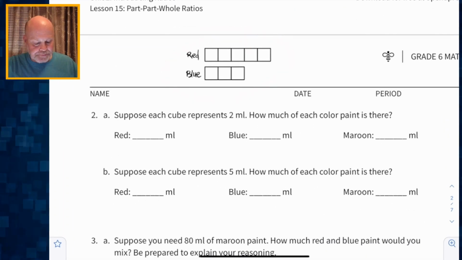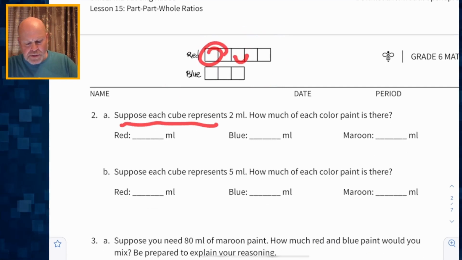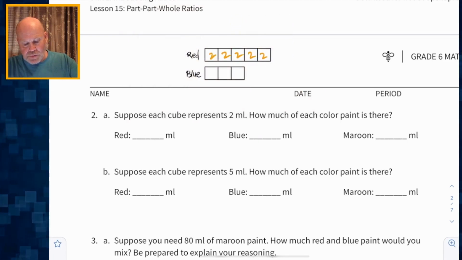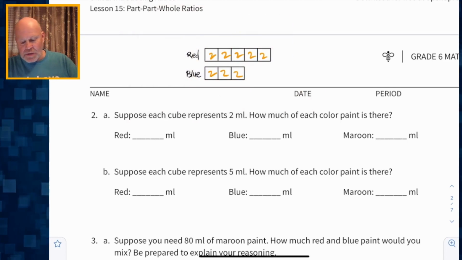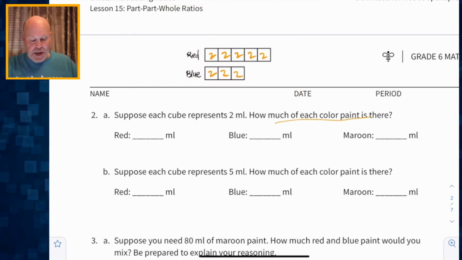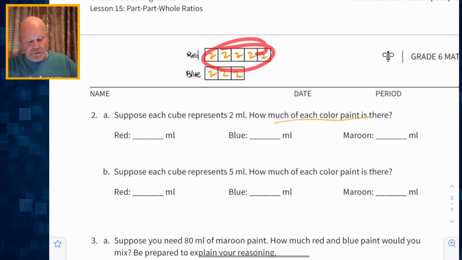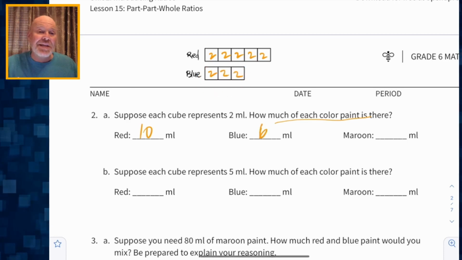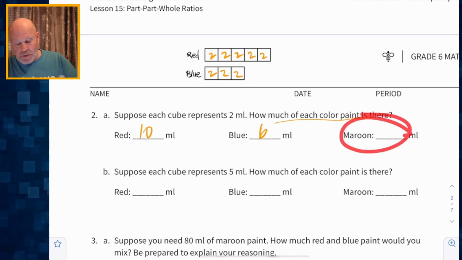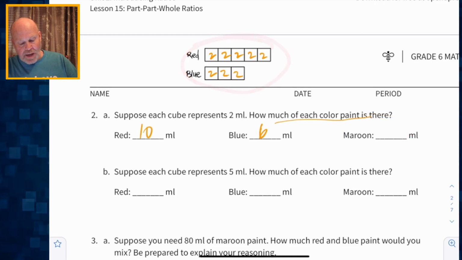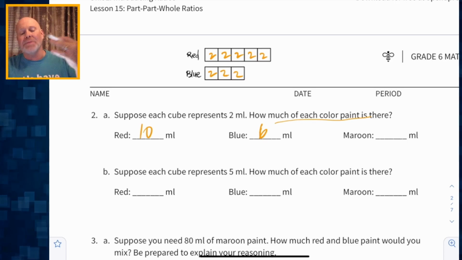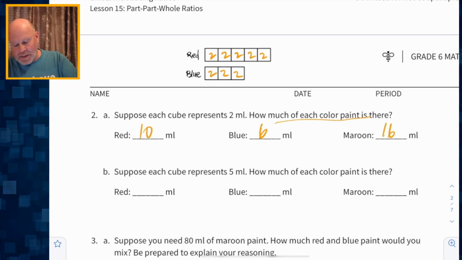It's right here. It says, now suppose each of these cubes represents 2 milliliters. So we've got 2, 2, 2, 2, 2, 2, 2, 2. How much of each color paint is there? So how much red? Well, we had 5 units of red. So 5 times 2 is 10. How much blue do we have? We had 3 units of 2, so that's 6. And then how much maroon do we have? Well, all together we had 8 units, 1, 2, 3, 4, 5, 6, 7, 8. Each unit represents 2 milliliters, so 8 times 2 is 16.